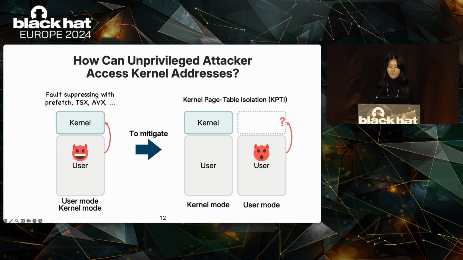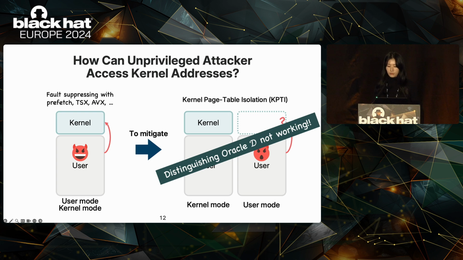address space. To prevent this attack, modern operating systems use a mechanism called kernel page table isolation, or KPTI, which separates the page tables for kernel and user mode. This prevents any address translation for kernel space when running in user mode, which means there's no way to access the kernel space anymore. As a result, we can't create the distinguishing oracle as we could before.